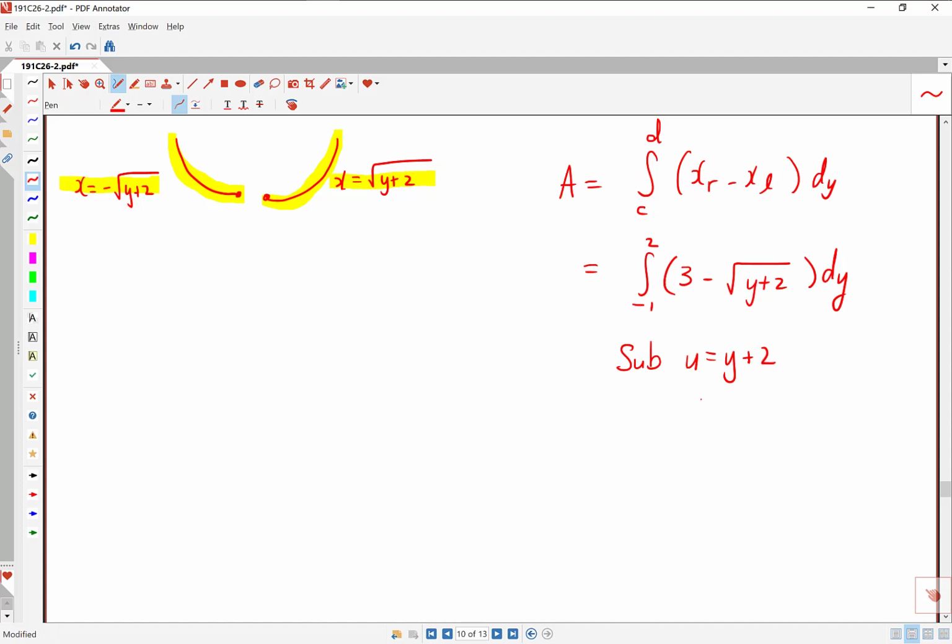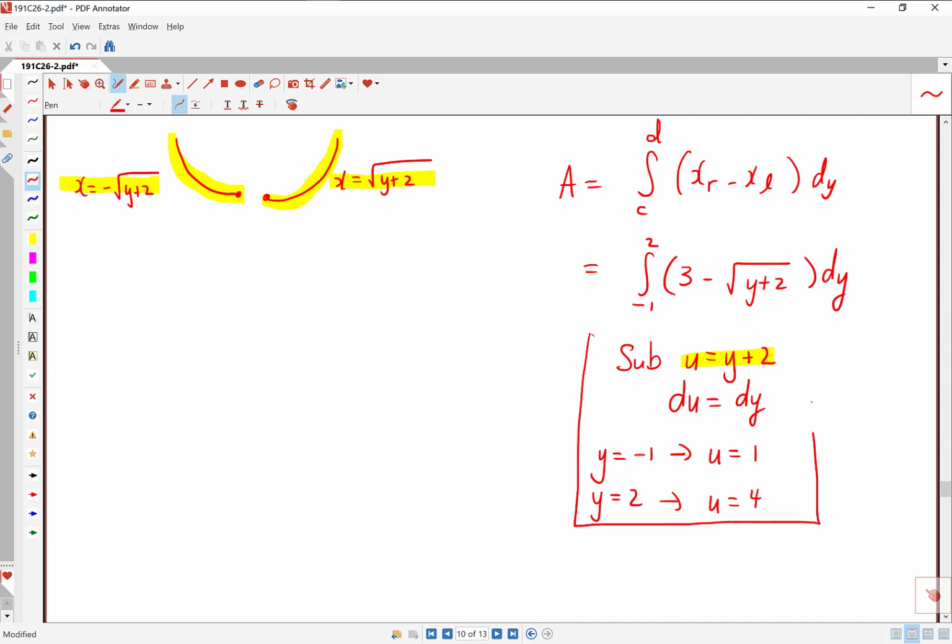So if u is equal to y plus 2, then du is the same thing as dy. So that's good. And then you may remember that when you're dealing with definite integrals, you want to change your y values over into u values. So if y was equal to -1 and 2, let's figure out what that means for u. So just use the fact that u is equal to y plus 2 and sub in y equal -1. That means u equals 1. And if y equals 2, that means u equals 4.